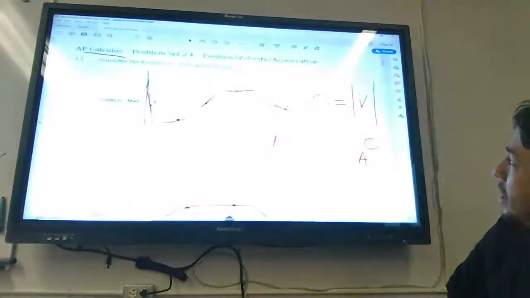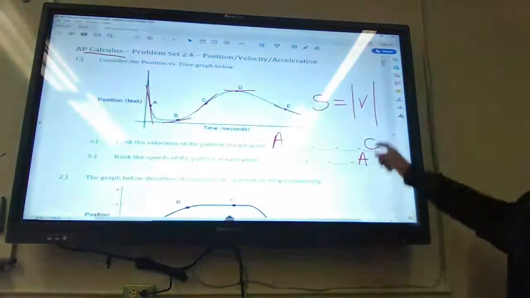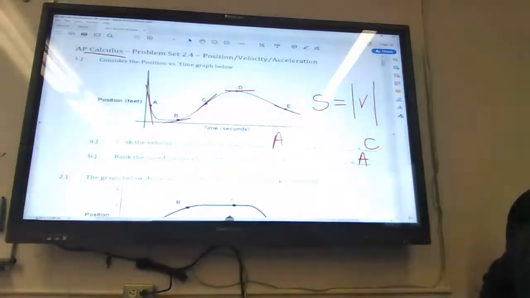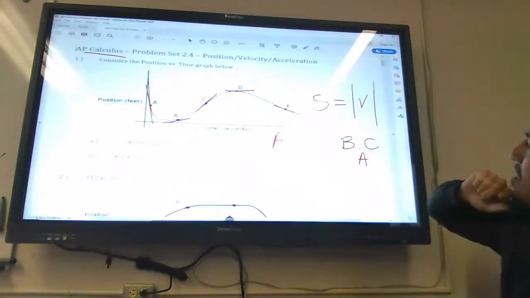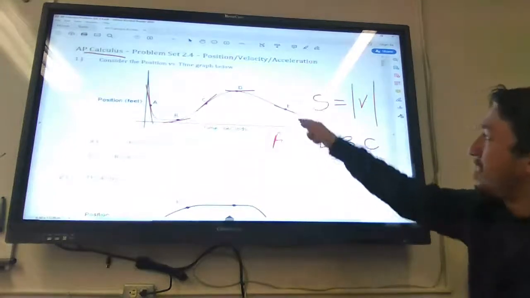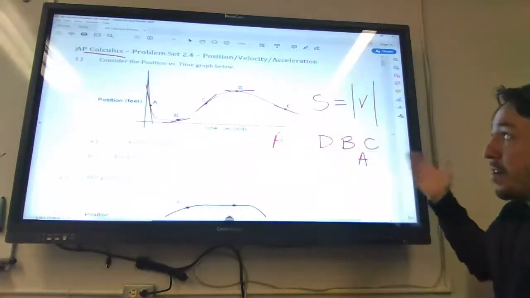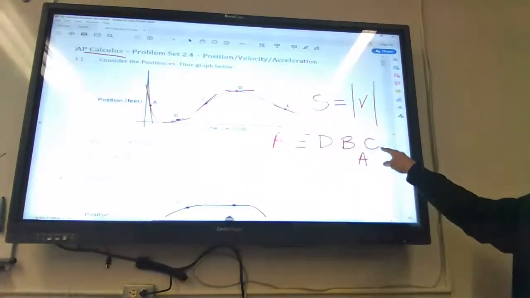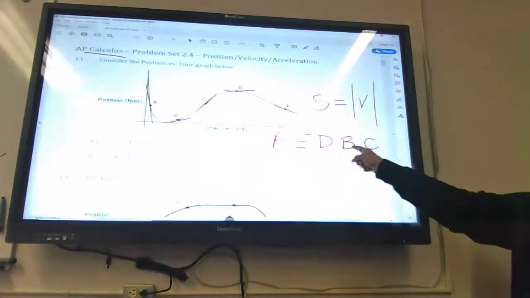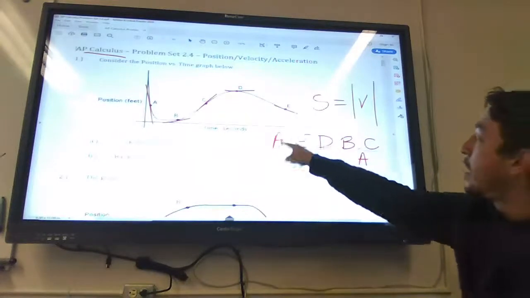And then C seems to be the most positive. Who's the next most positive after C? B. Probably B. E's negative. D looks like it's probably 0, but 0 is a greater value than negative something. So my ranking for the velocities is C's the greatest, then B, then D, then E, then A.